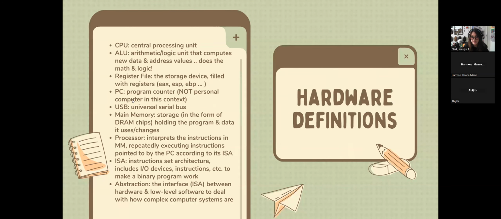The PC is the program counter. It's not a PC like your personal computer, like if you were going to Best Buy and asking for a PC. The program counter instead keeps track of what level of instructions you're on. The USB is the universal serial bus, so that is just a bus that lets data travel either two ways, bidirectional, or unidirectional, one way. Your main memory is where everything is stored, in the form of DRAM chips, and it'll hold all of the data and changes.